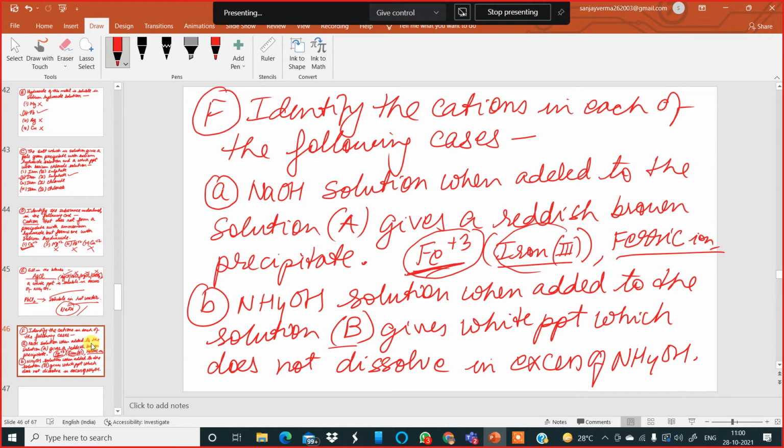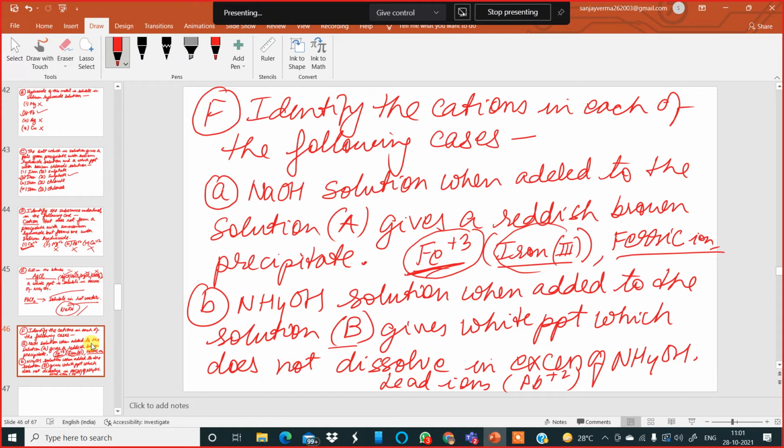When we add ammonium hydroxide, magnesium? No, it can't be magnesium. Zinc? Lead. It has to be lead ions. Lead ions, Pb plus 2. Okay, so here it is actually a lead one.